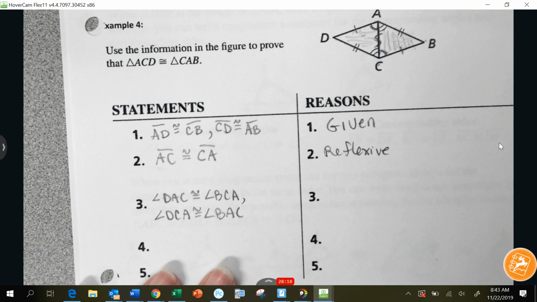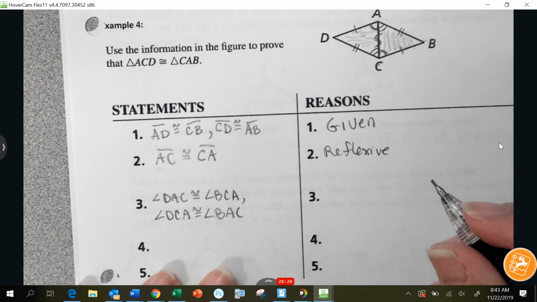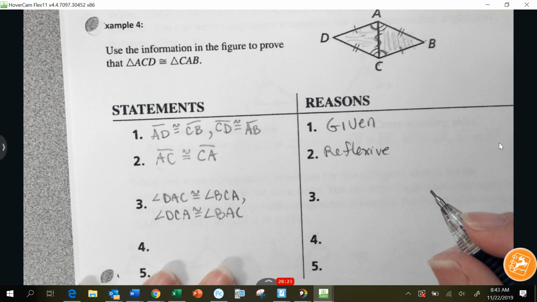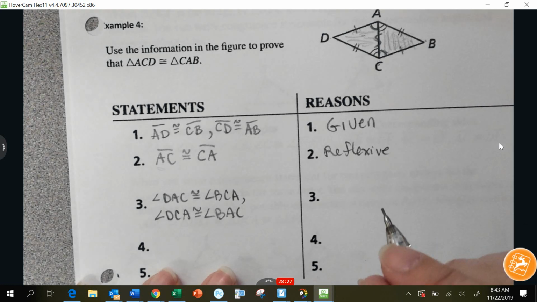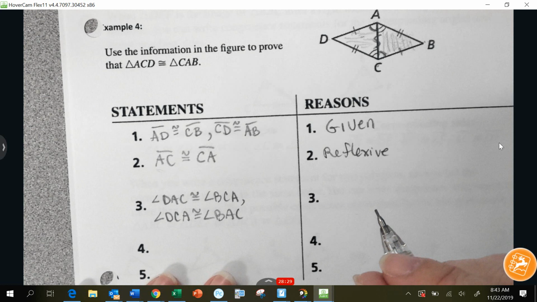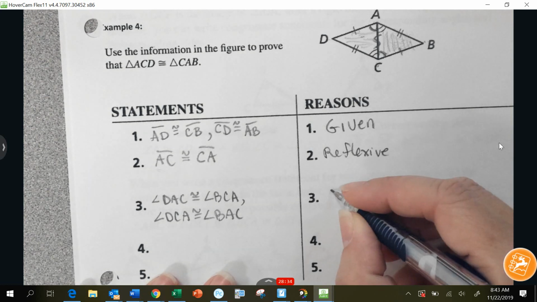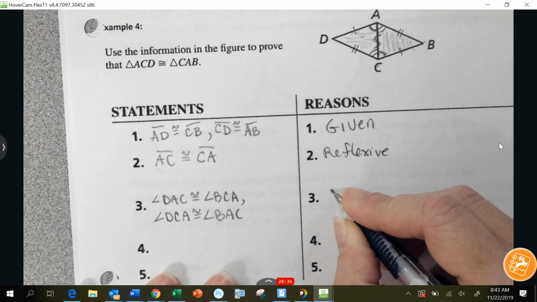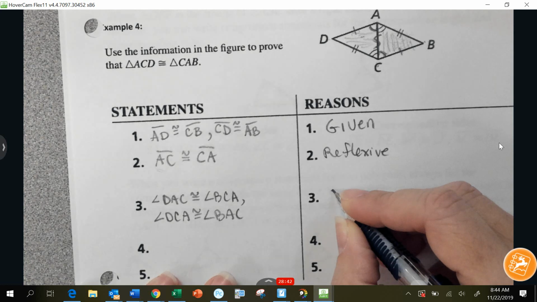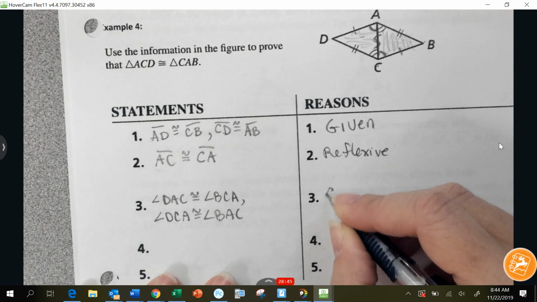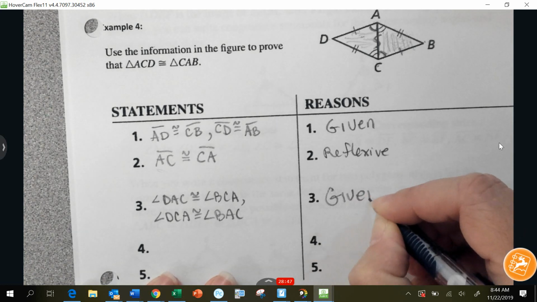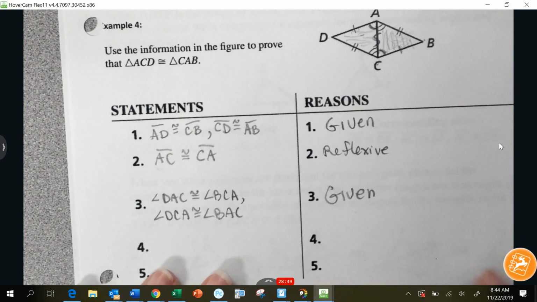And why are those congruent? Stephen, why are those congruent? So what do I write here? Same thing I marked for number 1. Given, yeah. That was told to you. It was marked, therefore it's given.